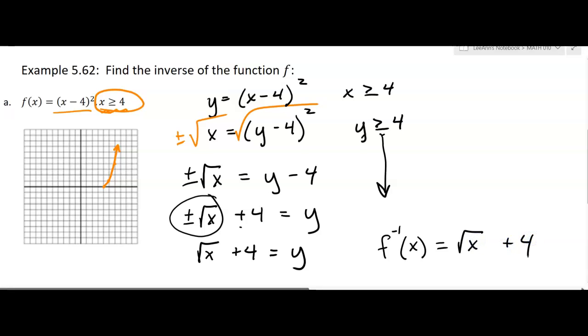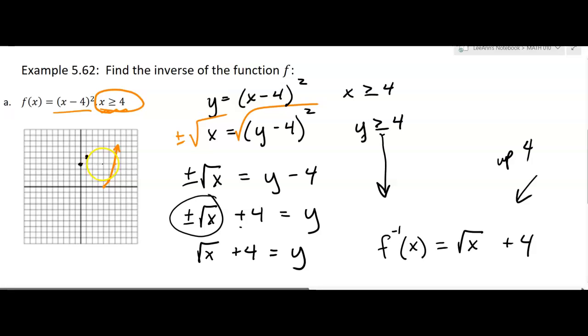That's one of our toolkit functions, and so we actually know what this looks like. It looks like the square root function shifted up 4 units. So if I take my square root function, if I remember what that looks like, and I go up 1, 2, 3, 4.